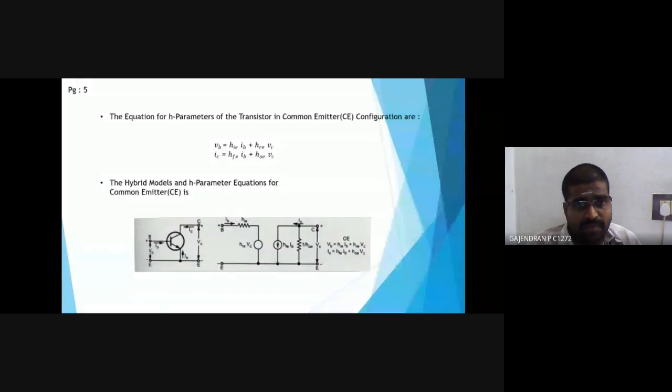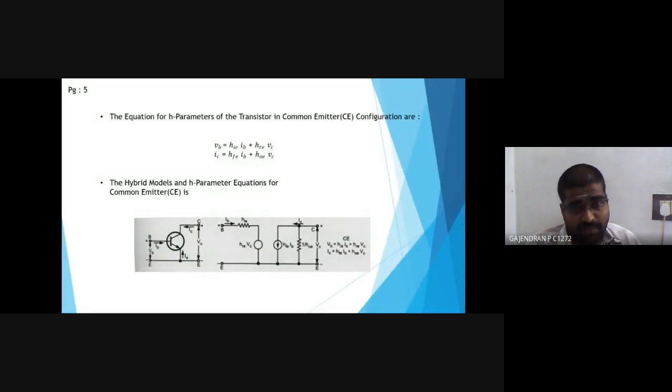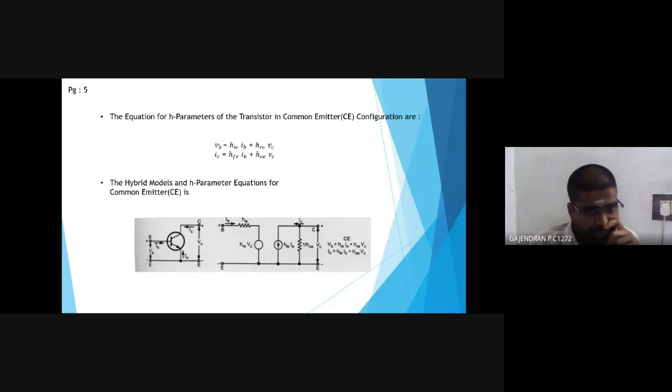Continuing with the transistor hybrid model: the equations of H parameters of the transistor in common emitter configuration. As I said, H parameters can be used to easily convert from one configuration to another. We are going to talk about the common emitter configuration and the equations for that. We introduced a new subscript E in HIE, HFE, HRE and HOE. E means we are mentioning that it's the common emitter configuration. If it's a common base configuration, we put B in the place of E.